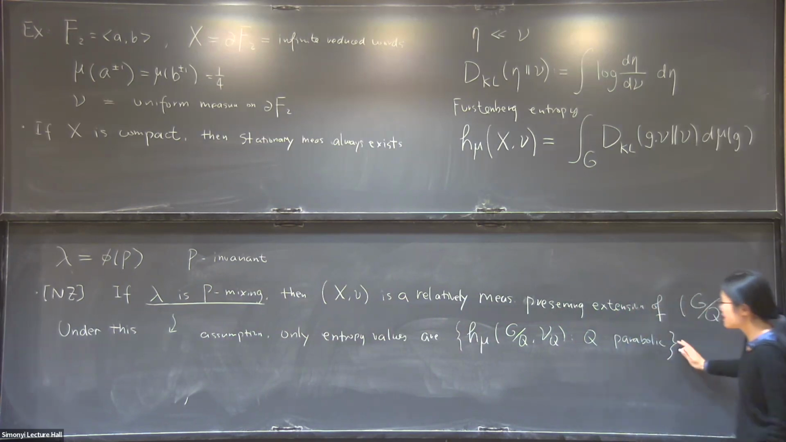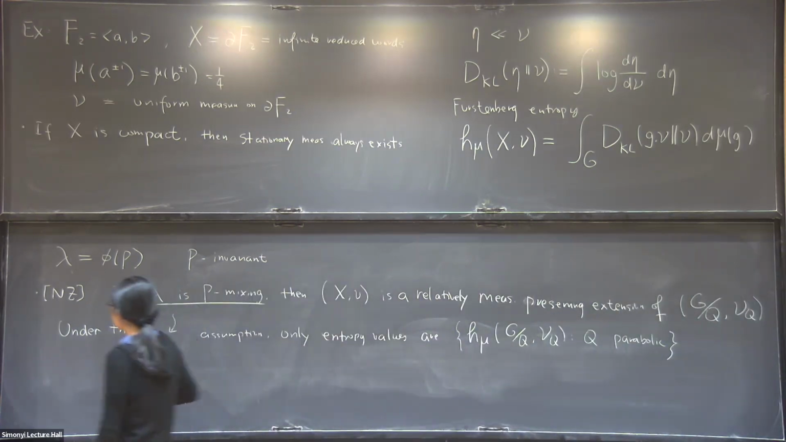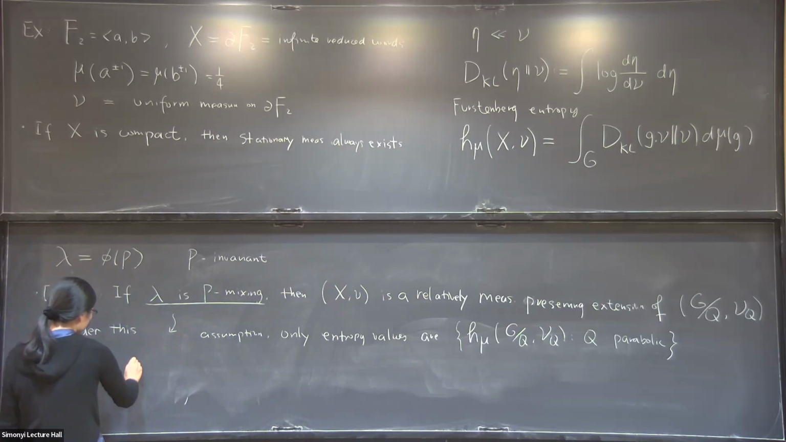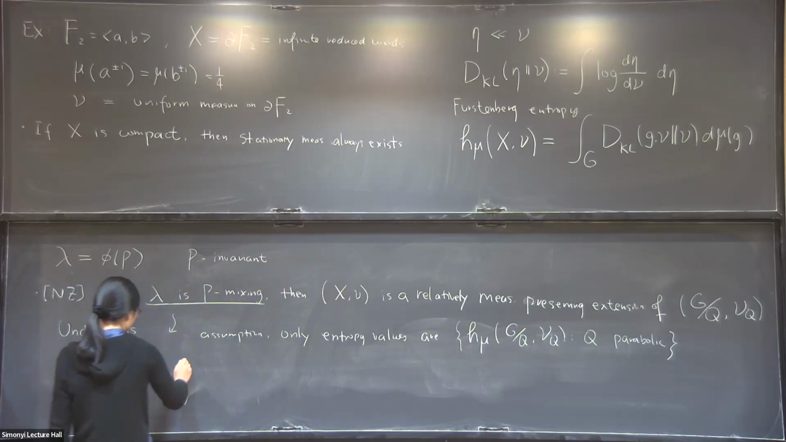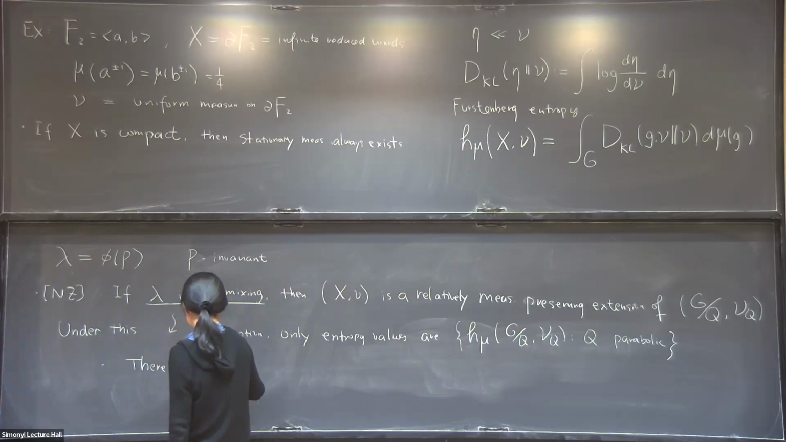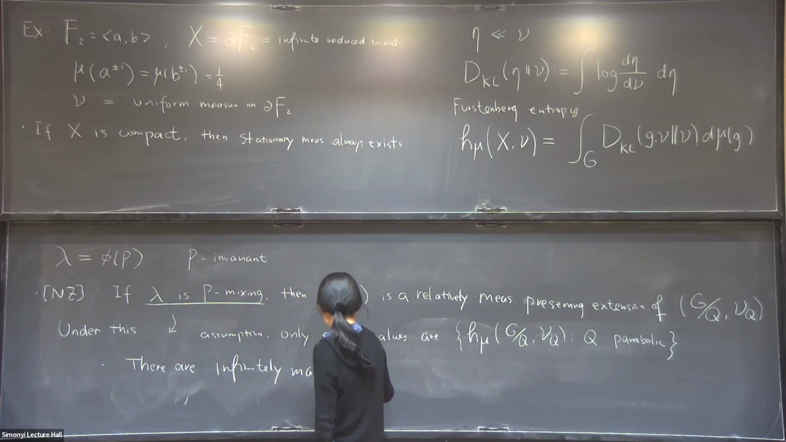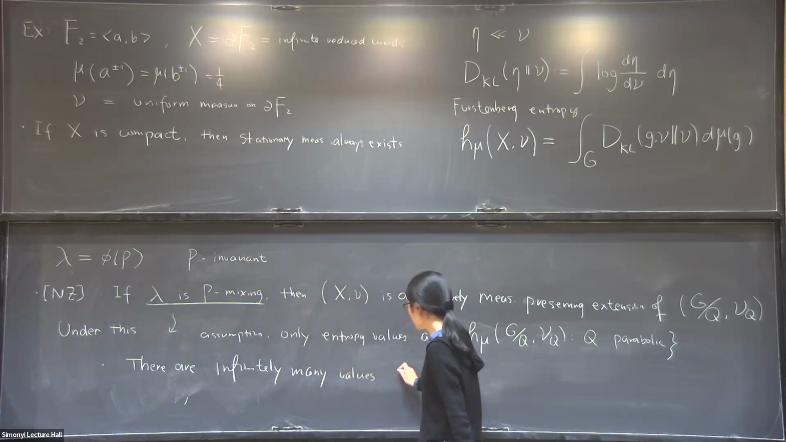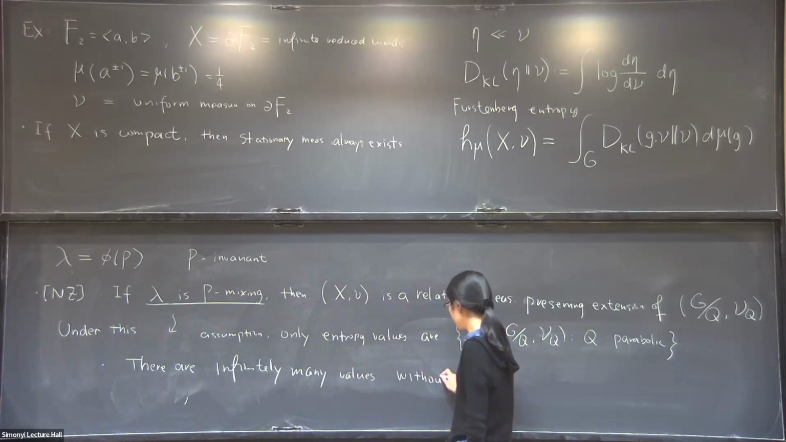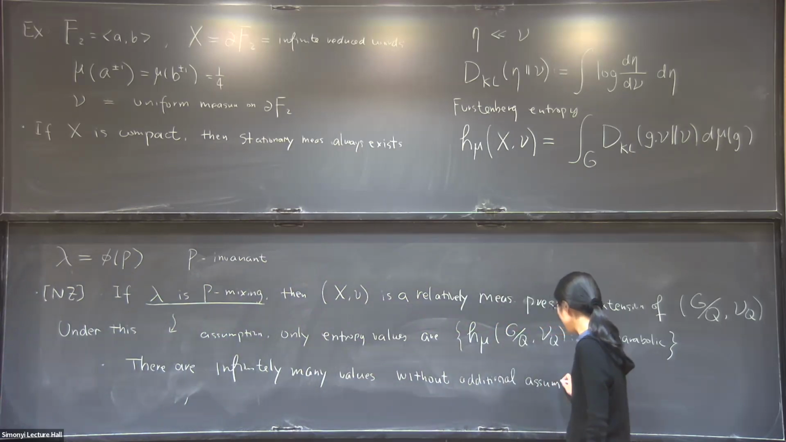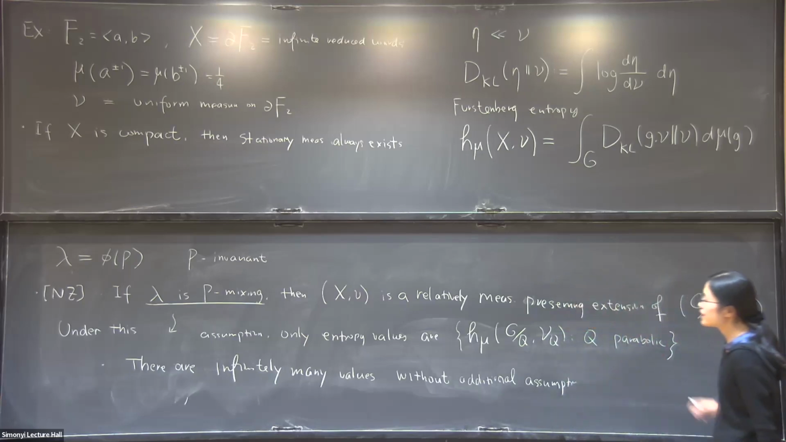And you might ask, is that all? Is it always the case? They also answered no if you drop this. So this is no longer true. So there are definitely many values you can see without this additional assumption.